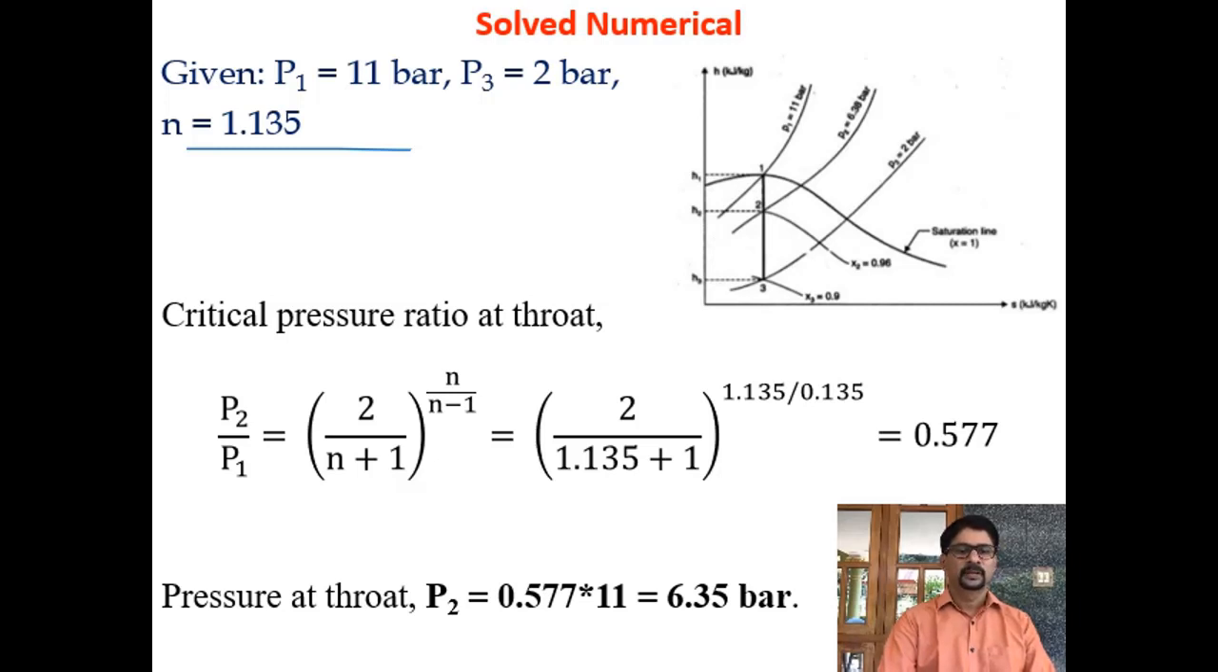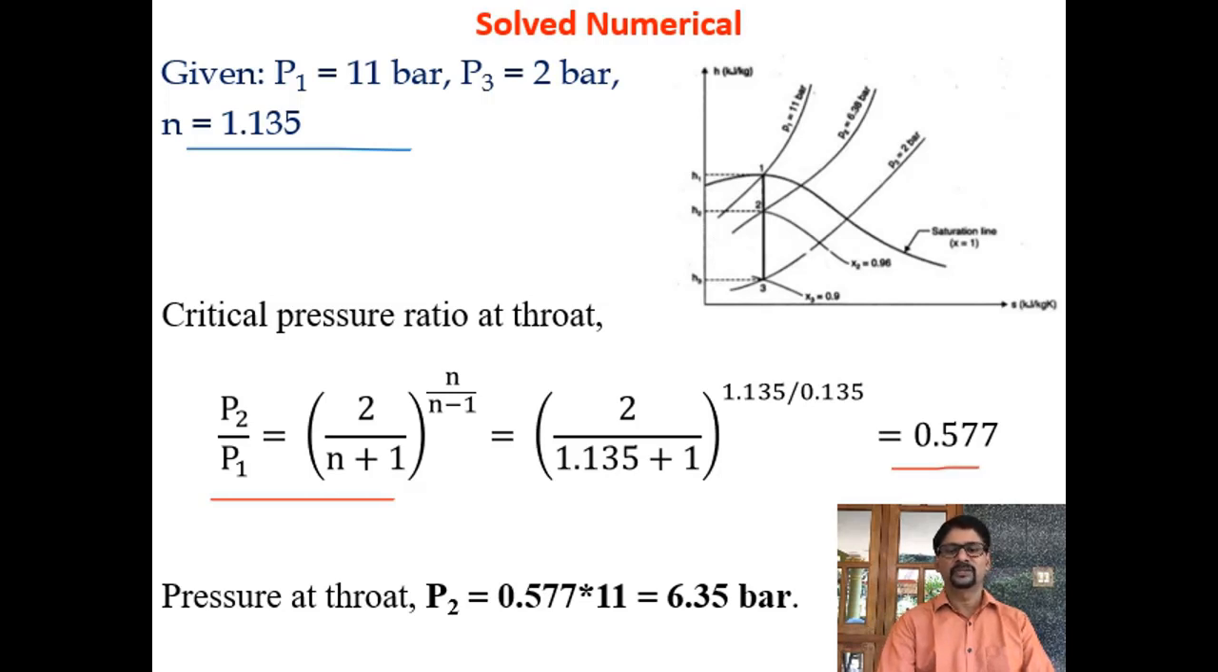Now the important thing to solve in this problem is to find out the critical pressure ratio at throat, because before you mark the points on the Mollier chart or the h-s diagram, it is very important to note down the critical pressure ratio. So the critical pressure ratio at throat is given by P2 by P1 is equal to (2 by n plus 1) to the power n by n minus 1, which is (2 by 1.135 plus 1) to the power 1.135 divided by 0.135. So you will get 0.577.